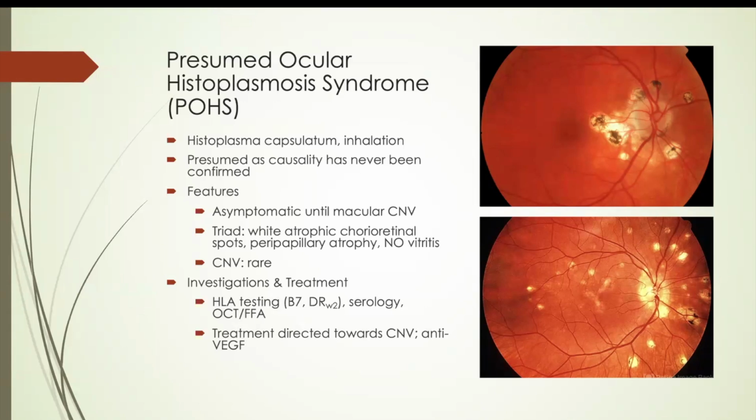You can investigate with HLA testing, things like B7, DRW2. These are related to POHS. You could do some serology, and you'll usually investigate these patients with an OCT, looking for evidence of a CNV. Do they have any fluid at the macula as well? And an FFA to look for the chorioretinitis. Their treatment is usually directed towards the CNV. You don't necessarily treat any histoplasmosis, but you treat the CNV with things like anti-VEGFs, your usual anti-VEGF treatments. They'll usually be off-label though, because this is a very specific use for anti-VEGFs.